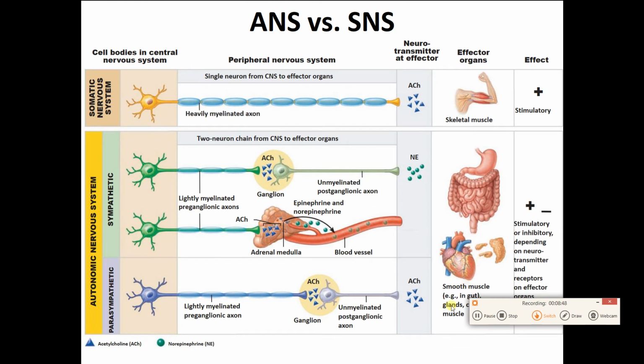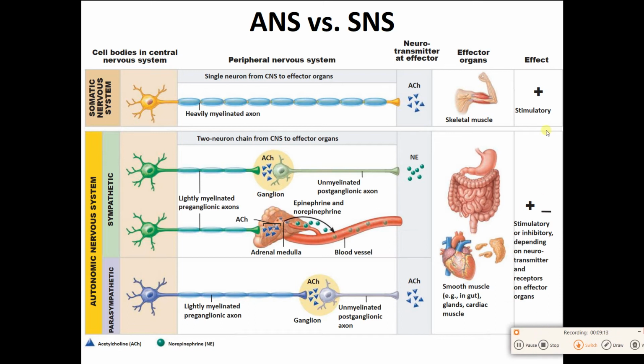Okay, that is good. We got those differences. We're summing them up and adding a little bit more in this particular slide here. Somatics up top: cell body in the CNS, one heavily myelinated axon releasing acetylcholine onto skeletal muscle as the effector organ. And the response, the effect, is always stimulatory. We're always going to get that muscle to contract.